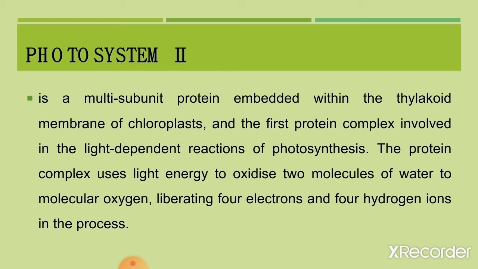Photosystem 2 is a multi-subunit protein embedded within the thylakoid membrane of the chloroplast, and the first protein complex involved in the light-dependent reactions of photosynthesis. The protein complex uses light energy to oxidize two molecules of water to molecular oxygen, liberating 4 electrons and 4 hydrogen ions in the process. So basically, photosystem 2 oxidizes water and transfers electrons to photosystem 1. The reason its name is photosystem 2 is because it was discovered second to photosystem 1 but happens first in the reaction.